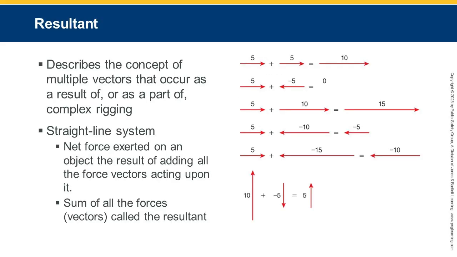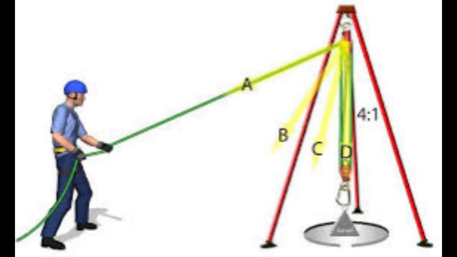When talking about rigging, you've probably heard the term resultant. Sounds fancy, but it's really just a way to describe what happens when multiple forces, or vectors, work together. Think of it like this. Every force has a direction and strength. Every time you add forces together, whether it's a simple straight line system or a more complex high directional, those forces combine into a single force called the resultant. Even in a simple straight line rig, the net force acting on the load is the sum of all the individual vectors. That sum is your resultant.